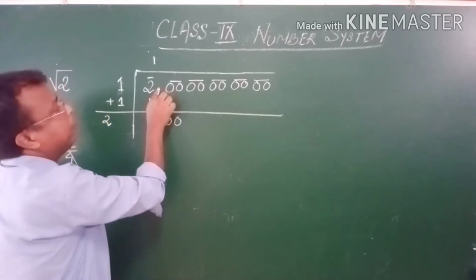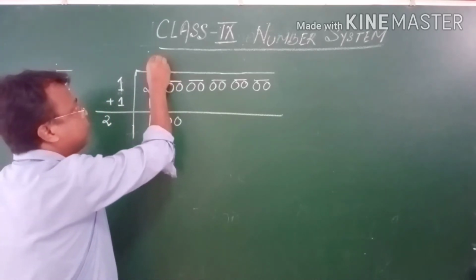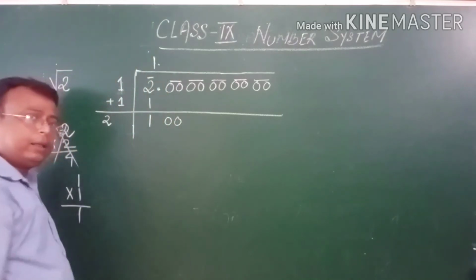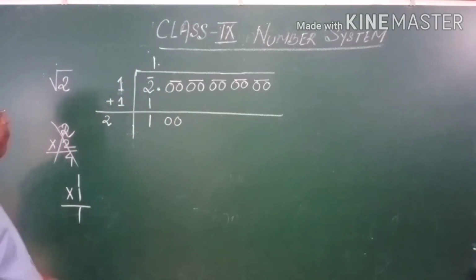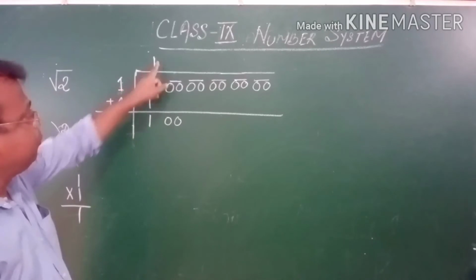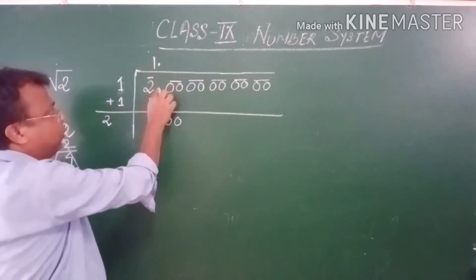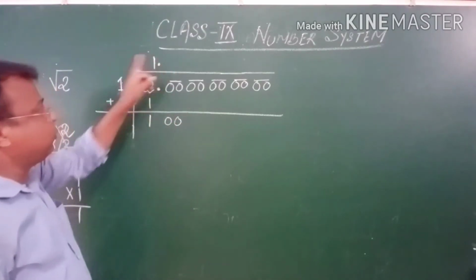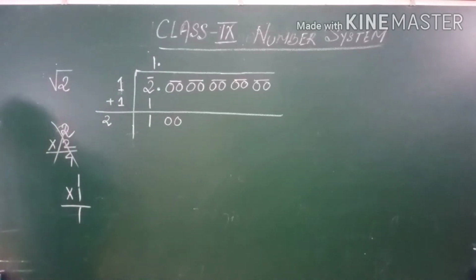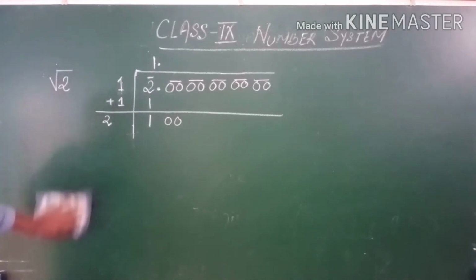Okay? We have to just pass the decimal. Just put a point here. Correct? Now again, here there is no need to put any decimal. Here you put the decimal because we just crossed the decimal part. So you put one decimal here. Okay. Now come to the next part.